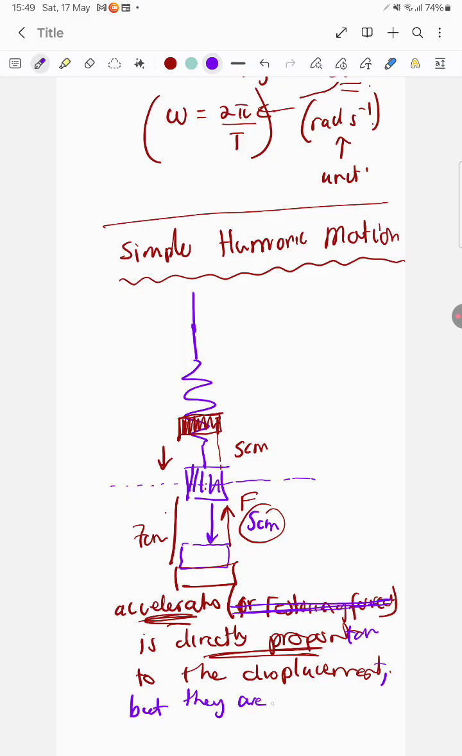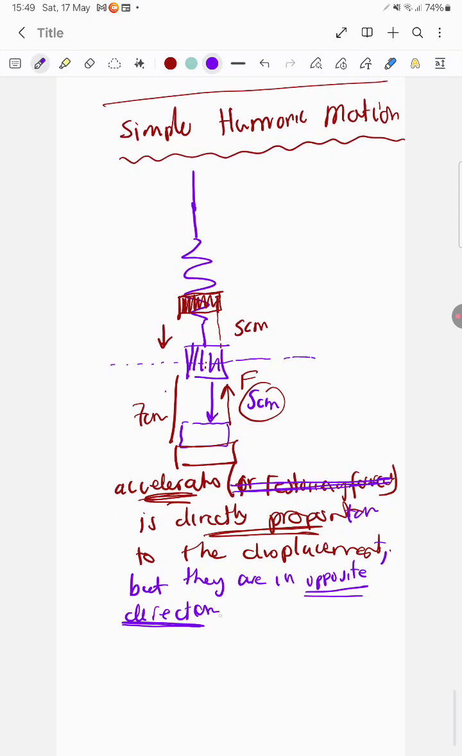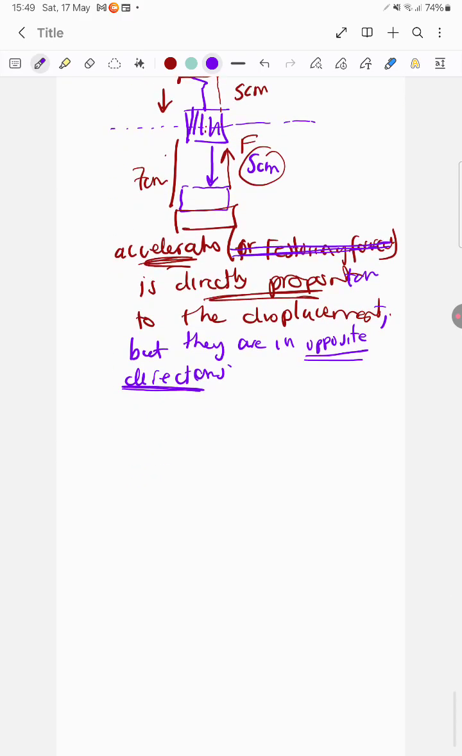They are in opposite directions. Does it make sense, right? You displace going downwards, but the force wants to pull it upwards. They are in opposite directions. So acceleration is directly proportional to x, isn't it? More a, more x, more a. That's an example, right?